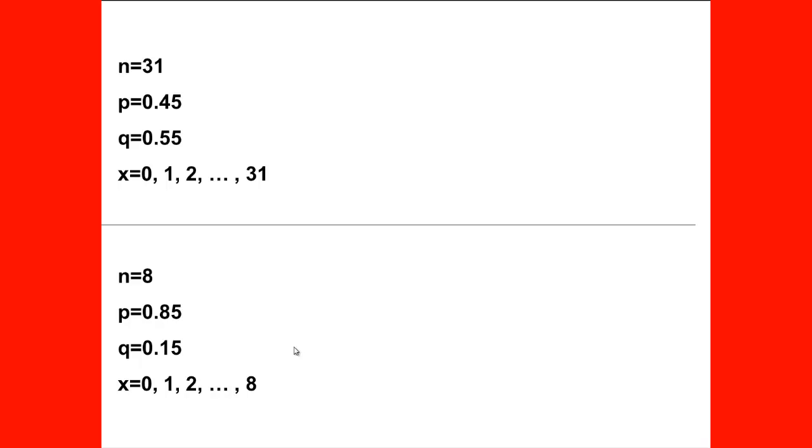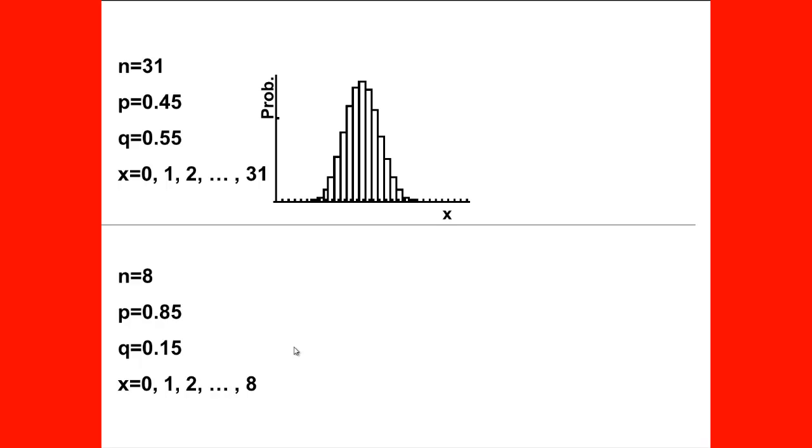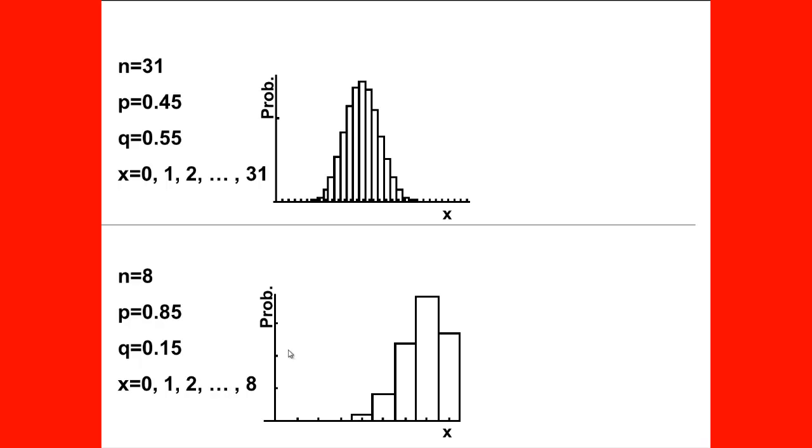N equals 31, P equals 0.45, Q equals 0.55, and X equals 0, 1, 2, all the way up through 31. And this is what the probability distribution would look like for that binomial. For N equals 8, P equals 0.85, and Q equals 0.15, and X equaling 0, 1, 2, all the way through 8, this is what the probability distribution would look like.